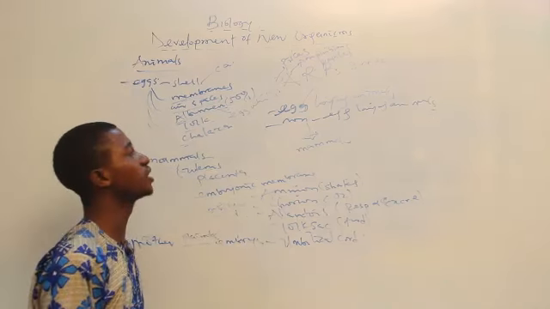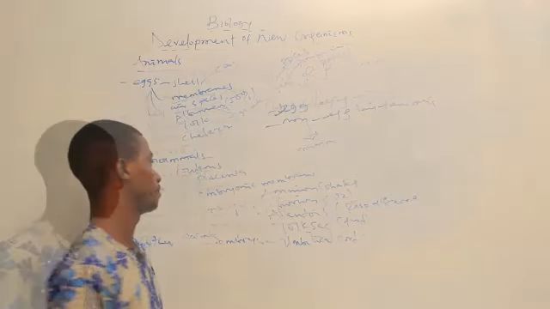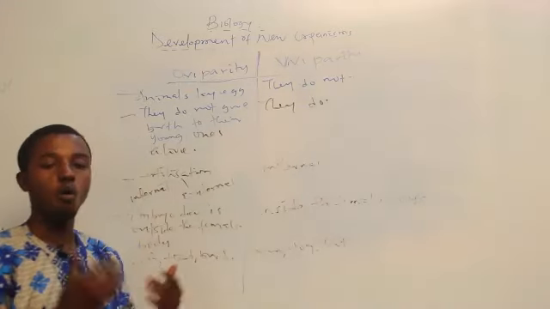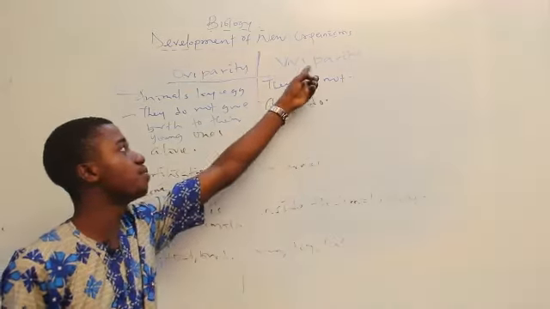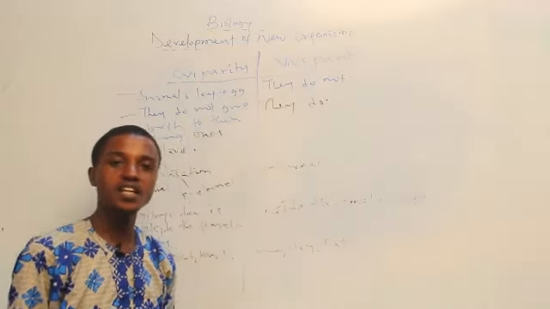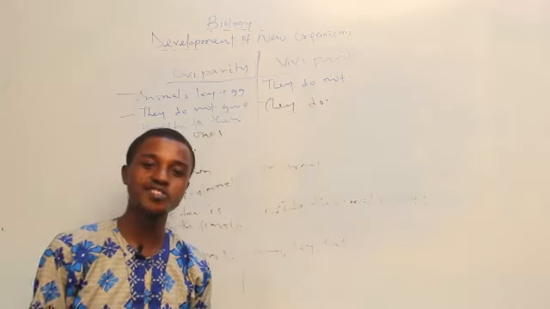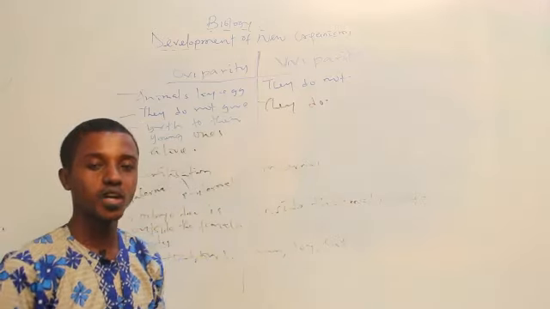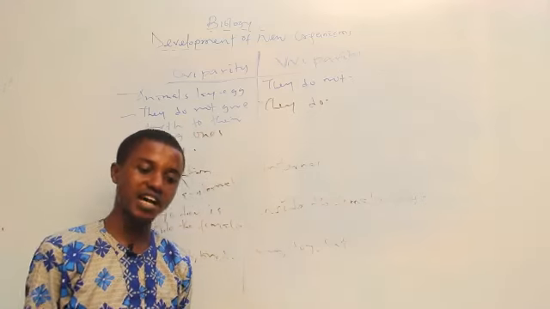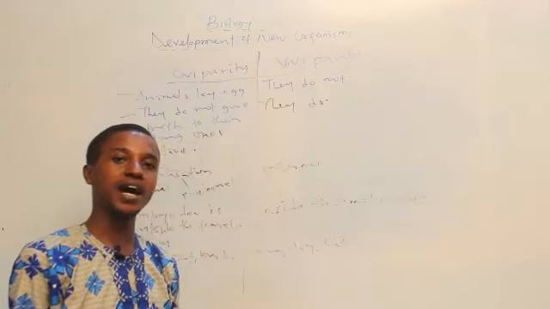So lastly, we're going to be looking at the concept of oviparity and viviparity. Oviparity are organisms that lay eggs. It is a concept used to characterize organisms that lay eggs. Their young ones are actually in the form of eggs. Those eggs will hatch before they become like their parents.